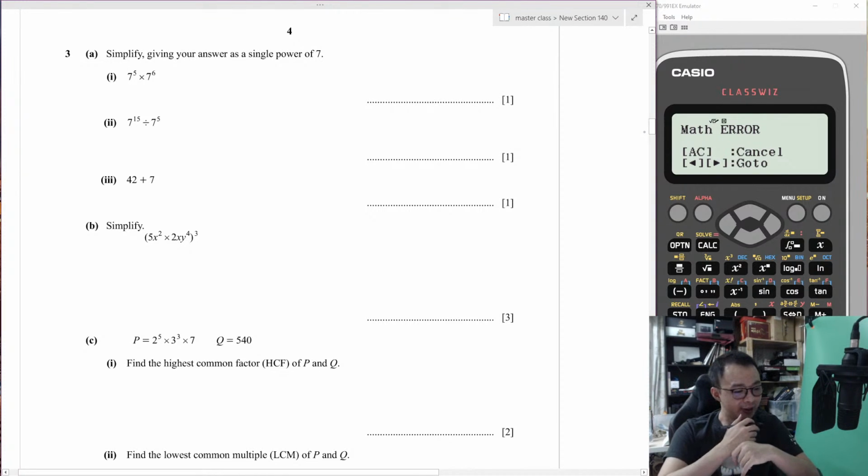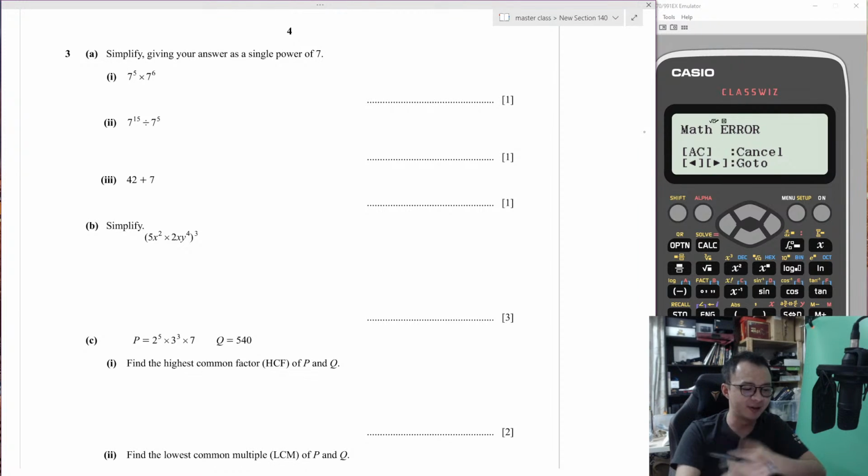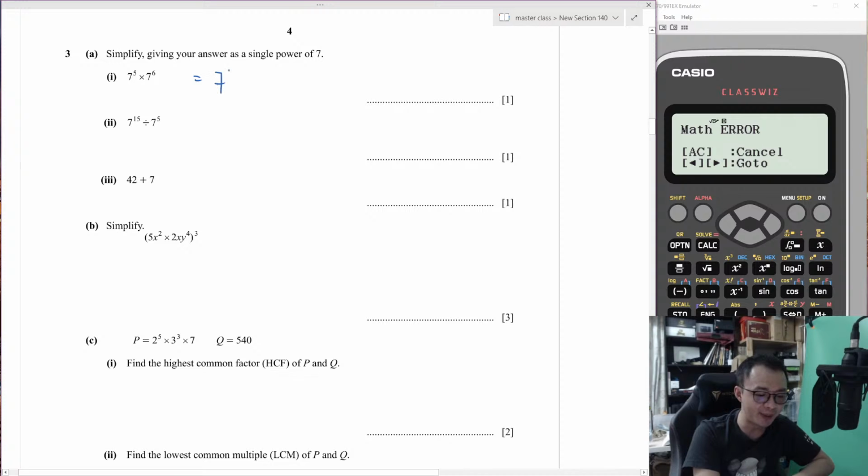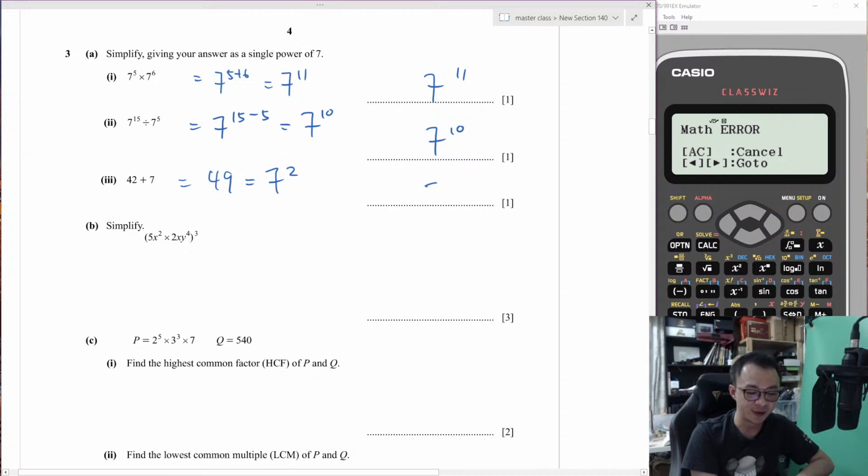Okay, simplify, giving your answer as a single power of 7, is very easy. We know multiply means plus for the power. So this is 7 power of 11. Divide basically means minus, 7 power of 10. Then this one is 49, which will be 7 power of 2. It is a bonus mark question.